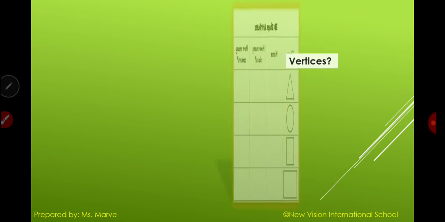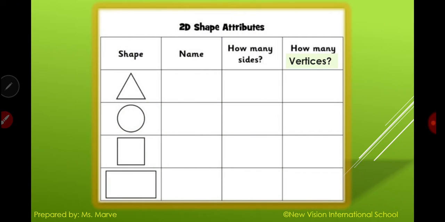Here, we need to find how many sides and how many vertices the shape that is being shown in our example has. And finally, we should be able to name it.